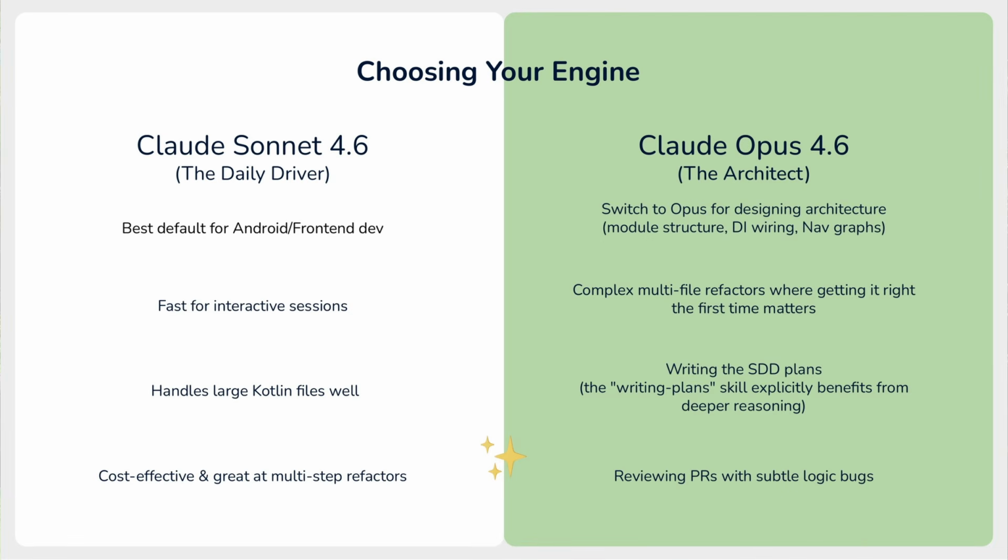Opus is the architect. I switch to Opus when I'm designing something, module structure, dependency injection wiring, navigation graphs, anything where getting it right the first time matters more than getting it fast. I also use Opus for 2 other things. Writing the SDD plans, because deeper reasoning helps when the plan has to be correct, and reviewing pull requests, where I suppose there are subtle logic bugs that Sonnet might miss. So Sonnet for speed, Opus for thinking. That is the simple rule.